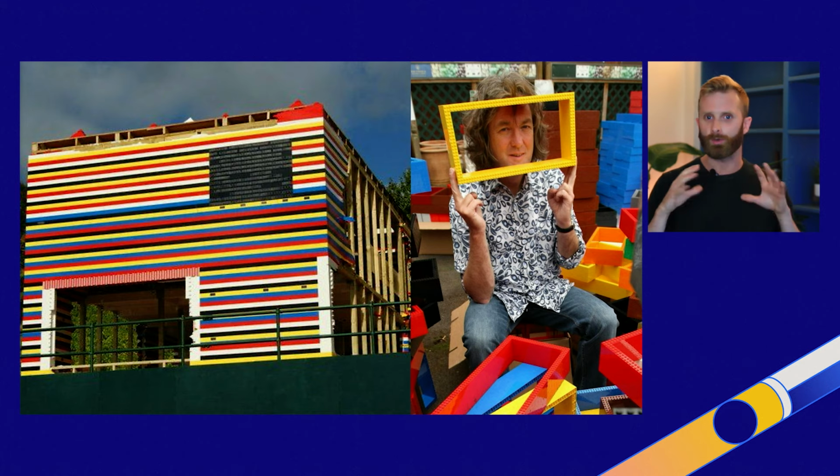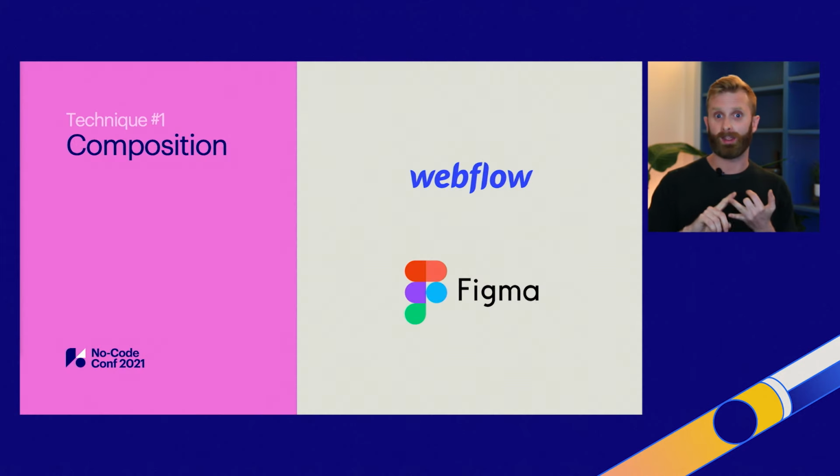Okay, so we've got this problem, and we understand the solution. Is there anyone currently doing this well? I think Webflow and Figma are great examples of no-code tools that let you use composition to help get around the Lego brick problem. You can make something out of small bricks, like a page header or user profile card, and then turn that into a big brick that can be reused across your site.